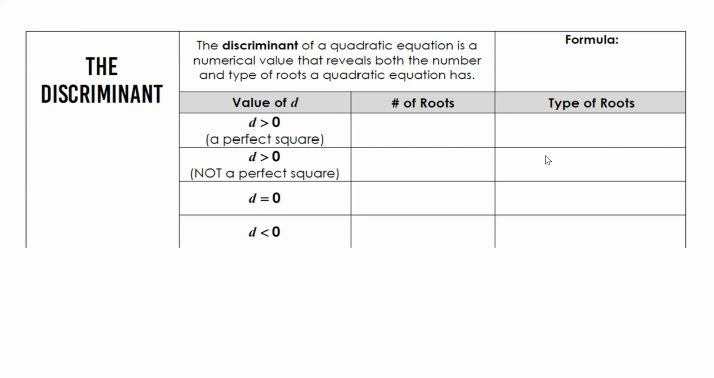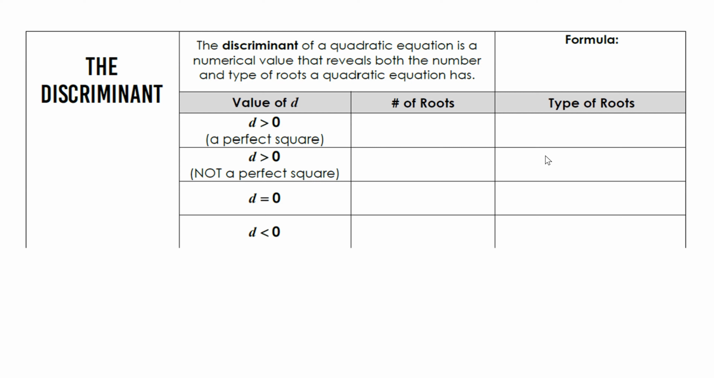Okay, so this is our last set of notes. We're going to talk about the discriminant. So looking at the definition, the discriminant of a quadratic equation is a numerical value. So it's just a number. And it's a number that's going to reveal both the number and type of roots a quadratic equation has.